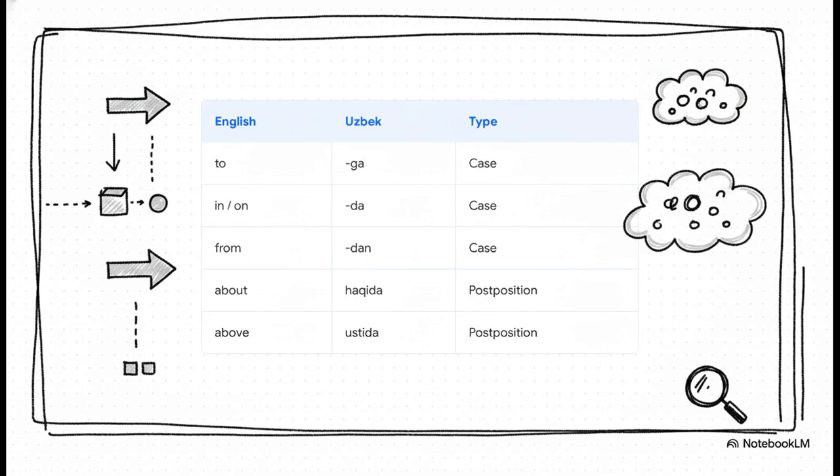Mapping this out structurally, you can see the precise logic at play here. Expressing simple ideas like to or from requires snapping on a suffix. Expressing deeper, abstract ideas like about or above requires a separate postposition word. But the golden rule? In both instances, the marker always comes after the root word.